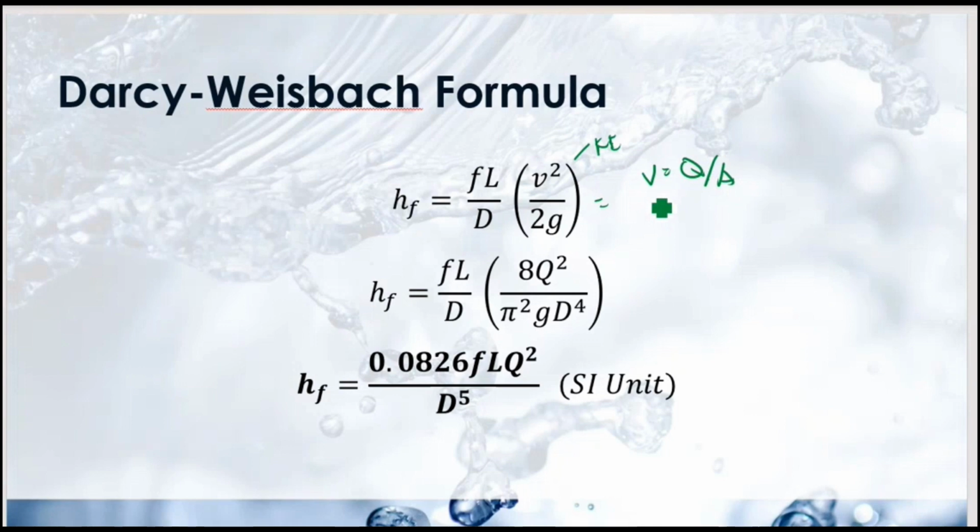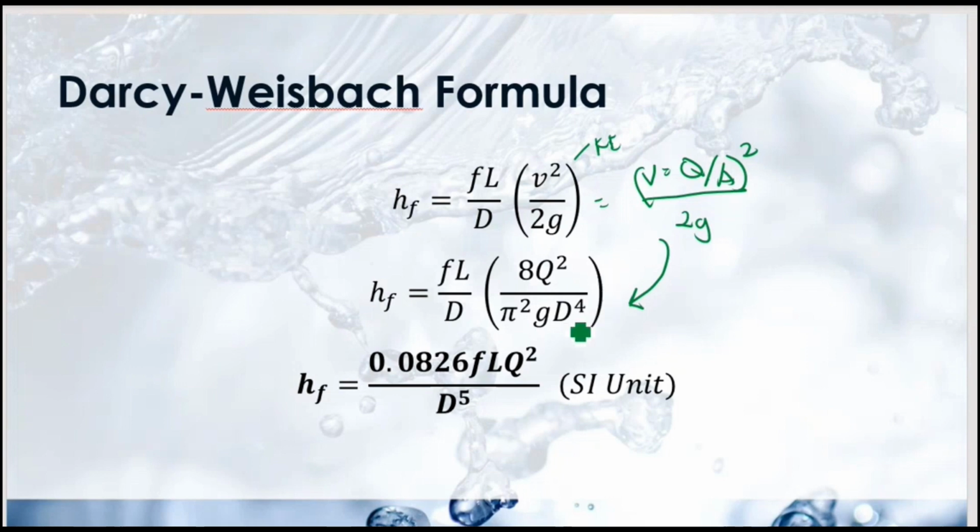We could operate on this equation, or if you still remember, we simplified this one using the Bernoulli energy equation or the continuity equation. It will yield 8Q squared over pi squared g d to the fourth. So that will be fL multiplied by 8Q squared over pi squared g d to the fourth, multiplied by 1 over d.